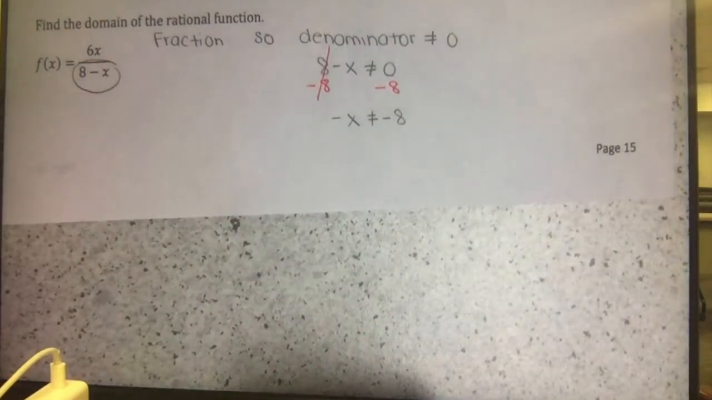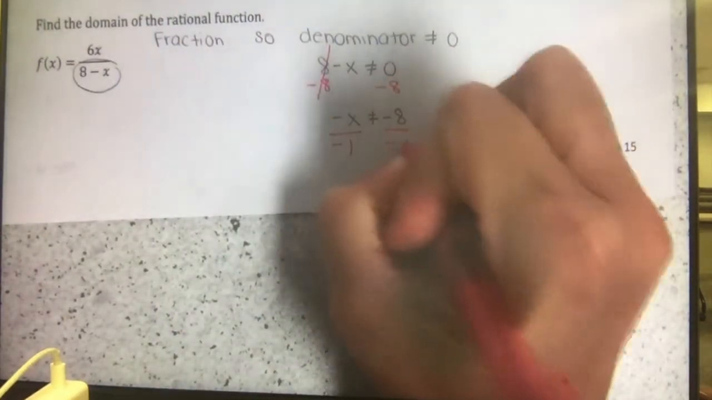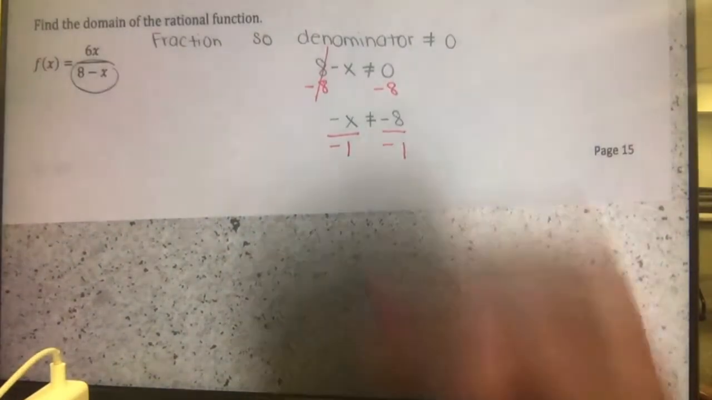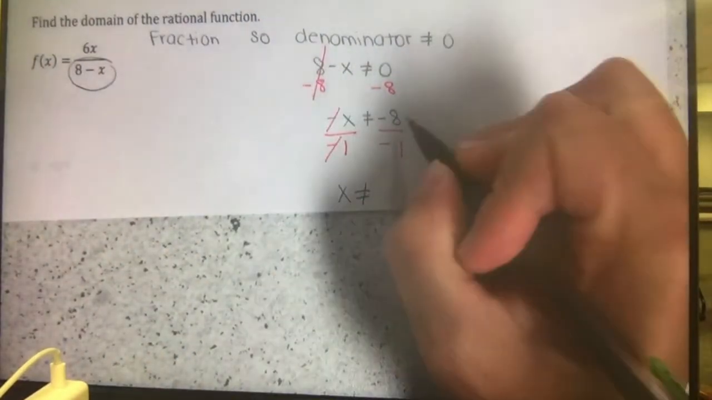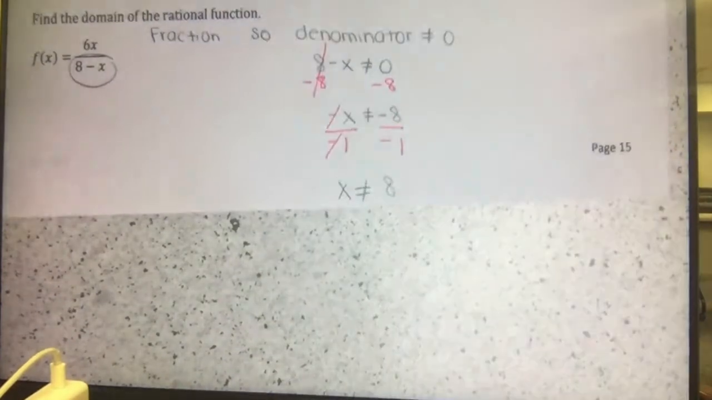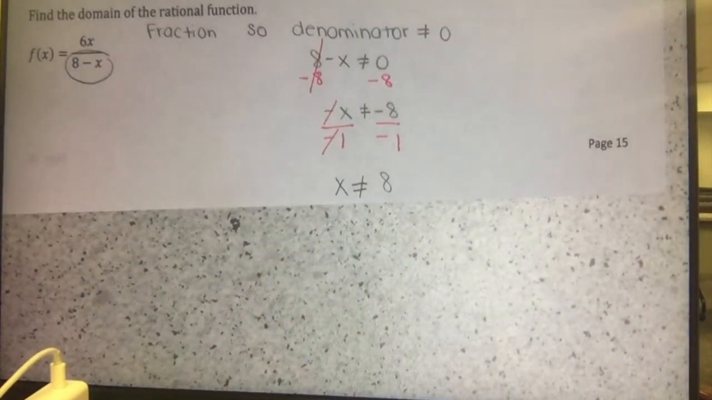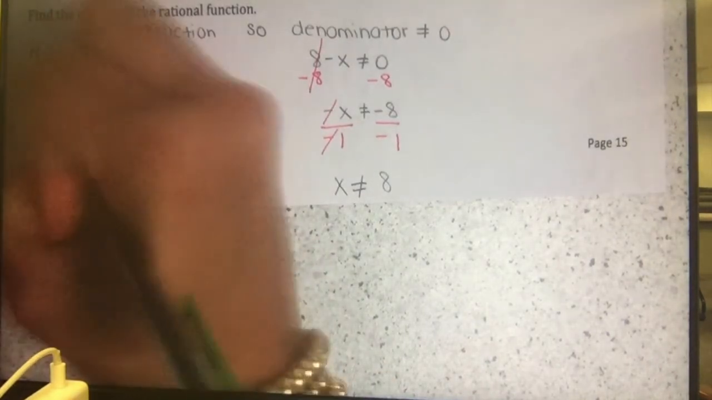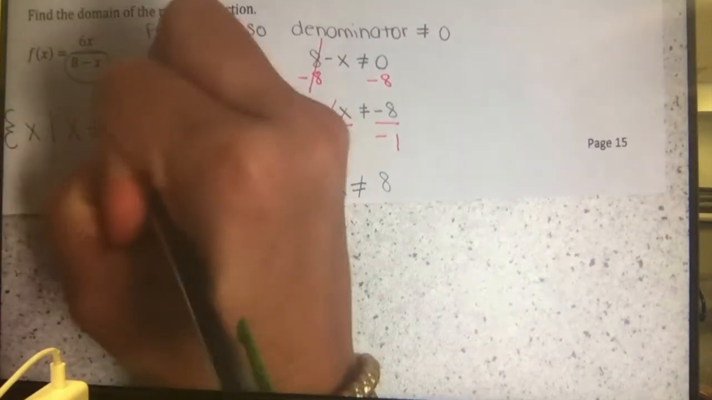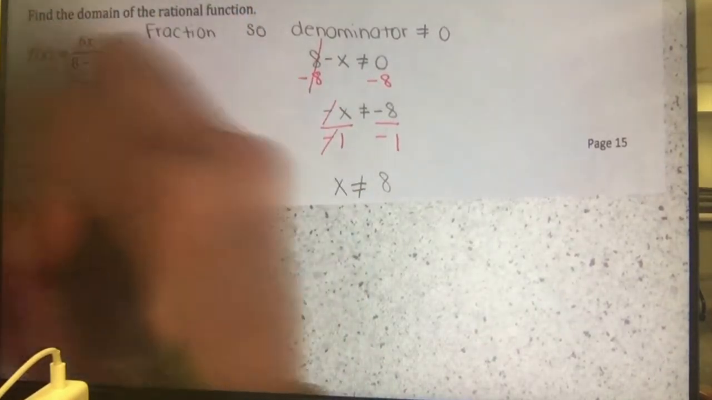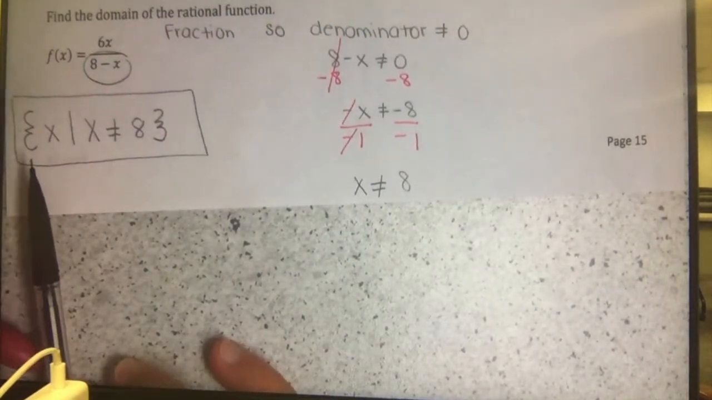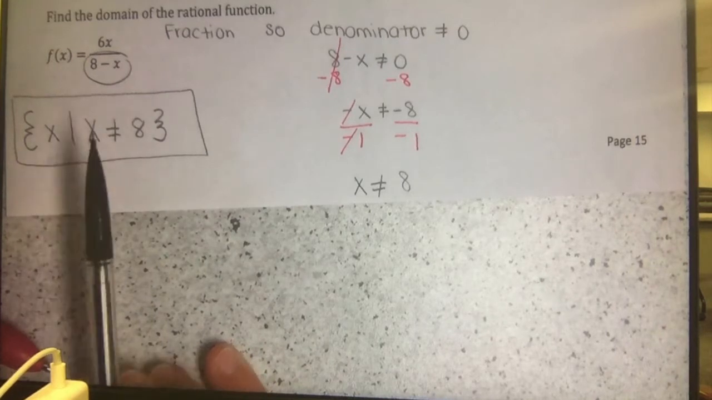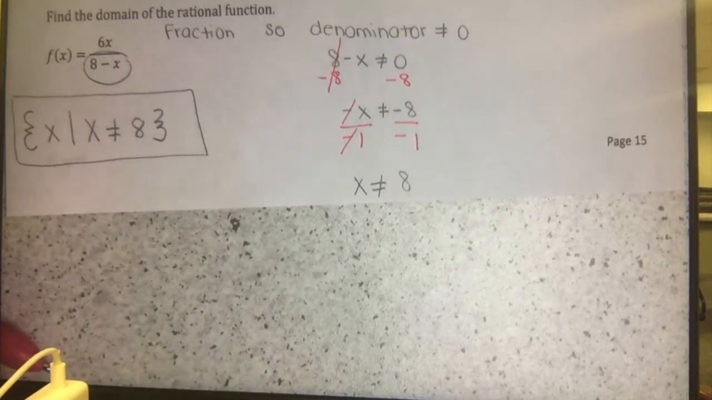And last but not least, getting x by itself, I can get rid of that negative by dividing both sides by negative 1. That way the negatives cancel each other out. We're left with x cannot equal negative 8 divided by negative 1, which is positive 8. So x cannot equal 8. So our domain is the set of x such that x cannot equal positive 8. And that is our answer in set notation. The set, using our curly brackets, of x, that's our variable, such that x cannot equal positive 8.